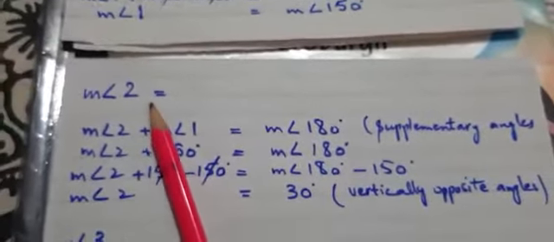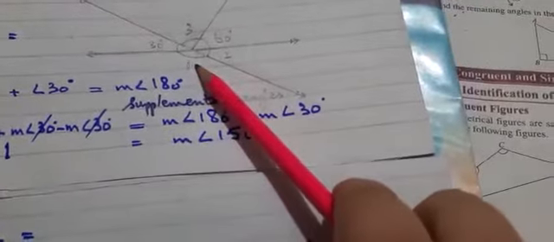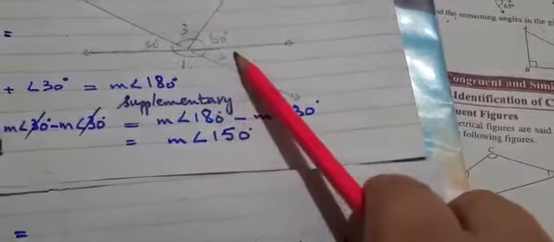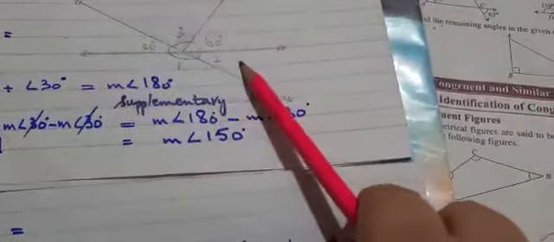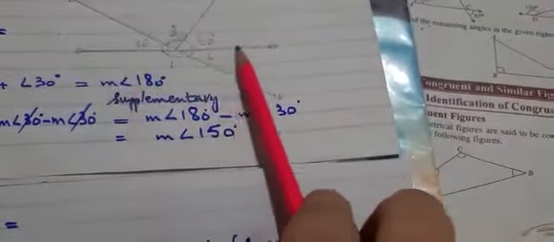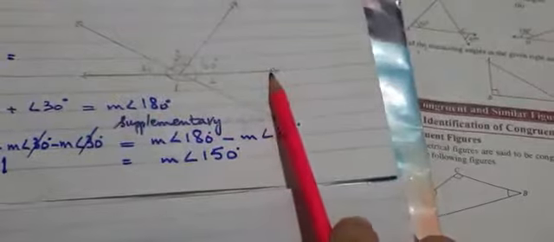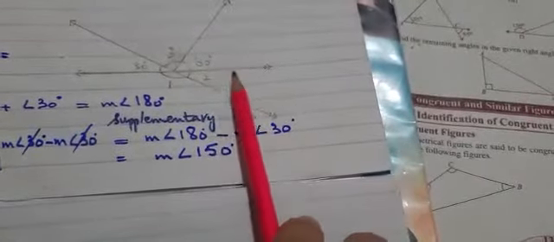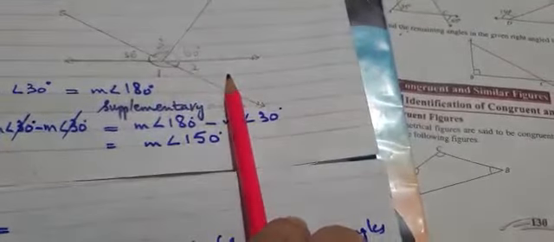Now we will move to the measurement of angle 2. We have found angle 1, which is 150 degrees. This angle and these two angles are adjacent to each other, and yes students, they are supplementary angles. Why? See this baseline, the main angle, and on this main angle we have angle 1 plus angle 2.